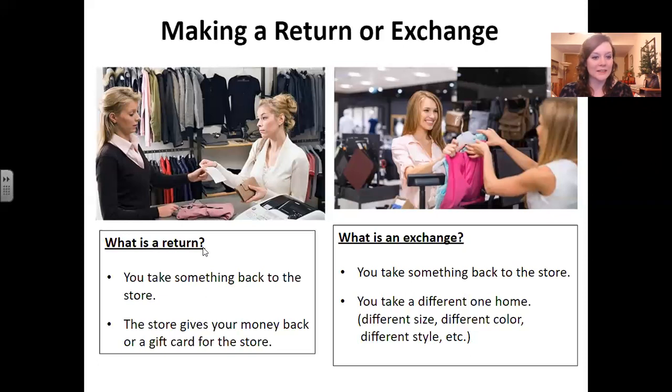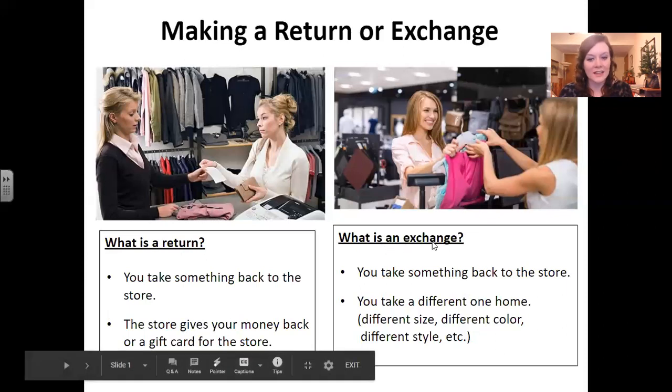What is a return? A return means you take something back to the store. And then the store gives you your money back. Or sometimes the store gives you a gift card for the store. It's a card that you can spend at that store, like money.